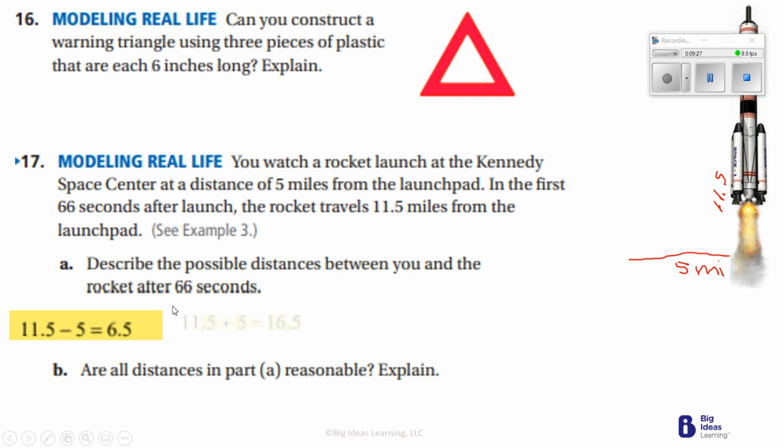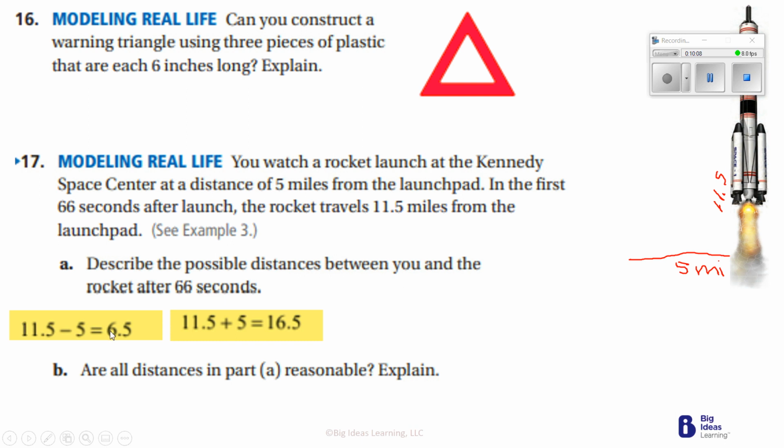Now, 11.5 plus 5 is 16.5, okay? So you might be saying over here, Mr. Mendez, you subtracted 5, and over here, you added 5, right? Now remember, you watch a rocket launch at the Kennedy Space Center at a distance 5 miles from the launch pad. In the first 66 seconds after the launch, the rocket travels 11.5 miles from the launch pad. So describe the possible distance between you and the rocket after 66 seconds.